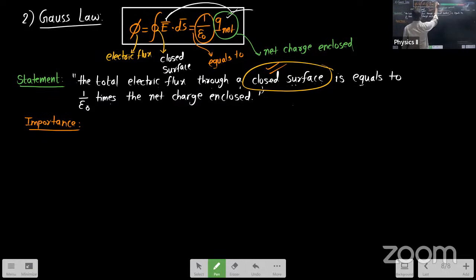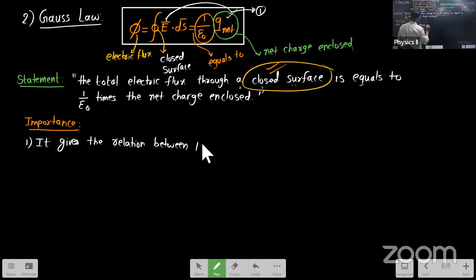So this is our first point. It gives the relation between electric field and charge. So what is the first importance of Gauss law? Gauss law gives the relation between electric field and charge.